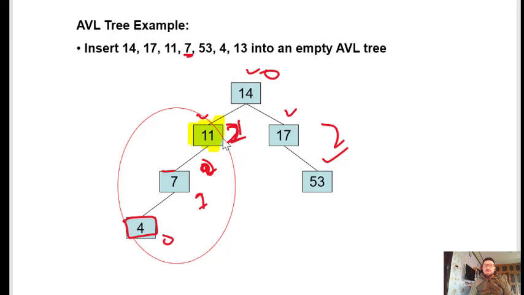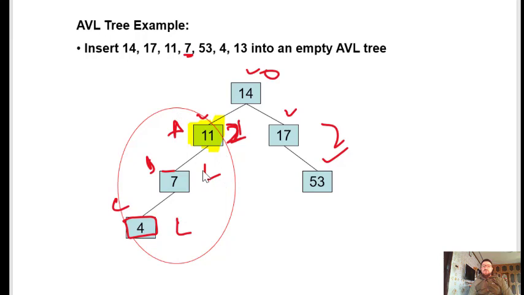So this 11 is in a problem, and I am seeing from 11 I say this is my A, this is my B, and this can be my C, and I am seeing this is the RR rotation, sorry, LL rotation. Both the nodes are on the left side, so it is LL rotation.